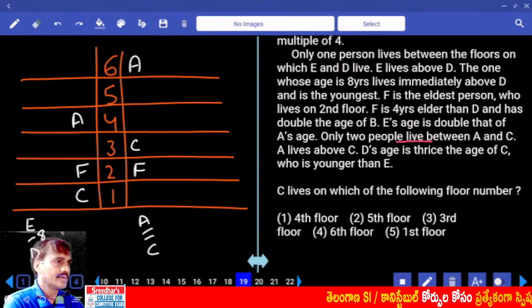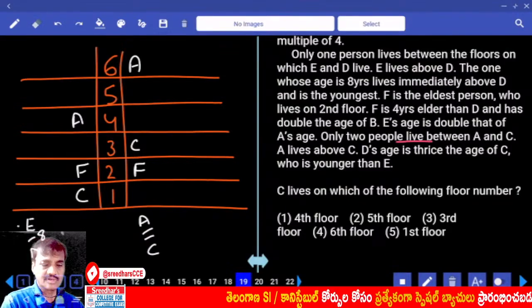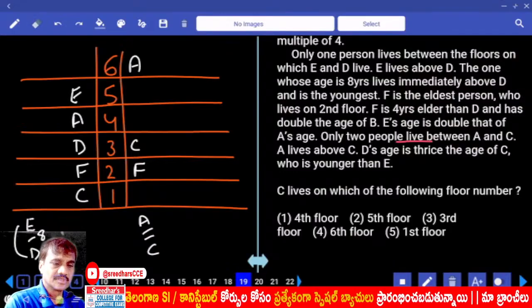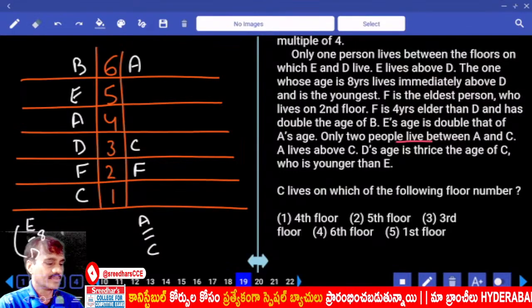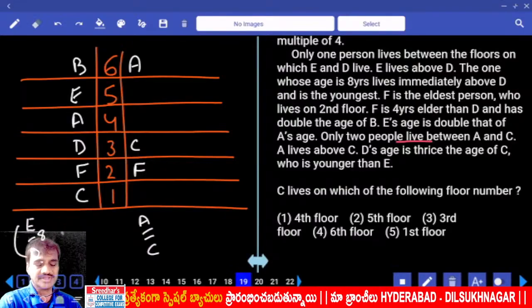A and C will be like this. Then E and D are in the alternate places. C is here, D is here, then B will be at this place. And there is the answer: BEA, DFC.